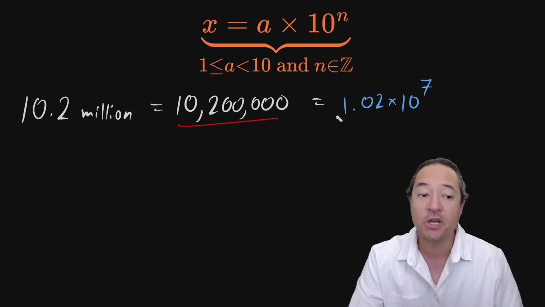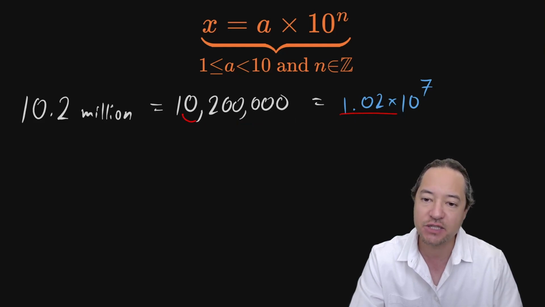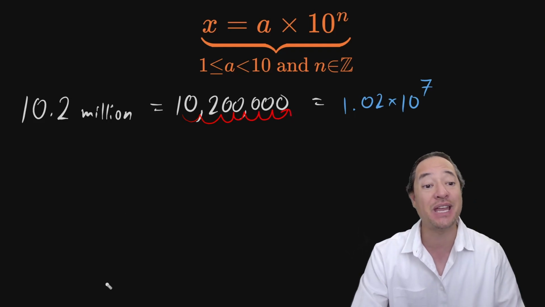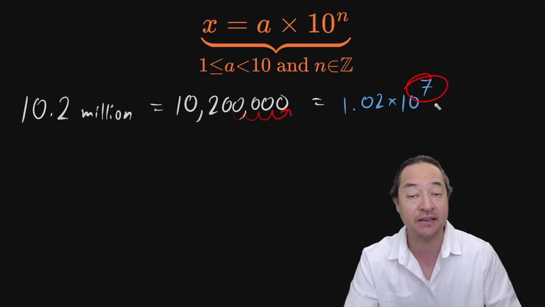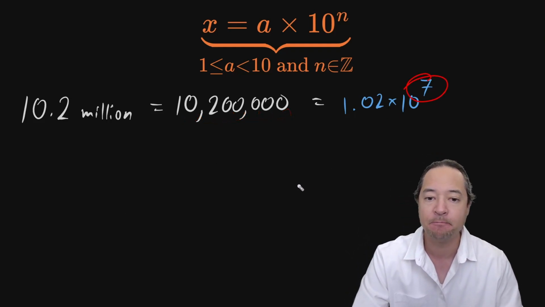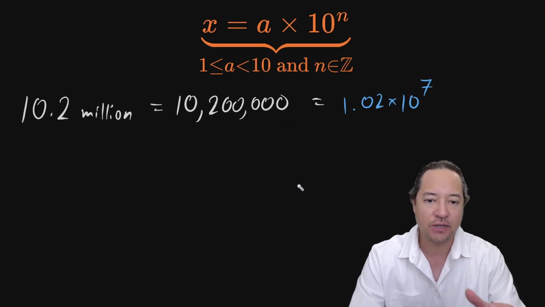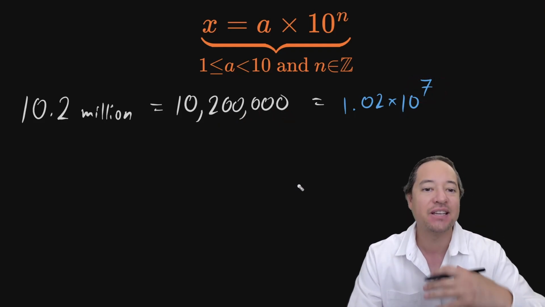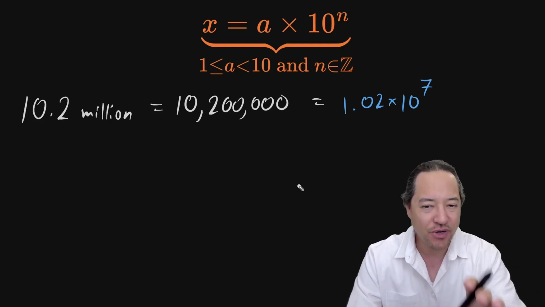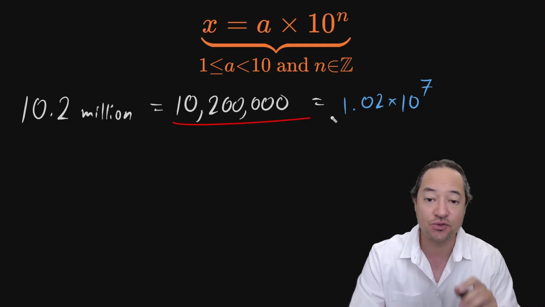Essentially, if I have 1.02 times 10 to the 7, it's like I'm taking this and moving the decimal point over 1, 2, 3, 4, 5, 6, 7 spaces. That's what this power of 10 is going to allow me to do. Let me show you how this scientific notation best explains the approximation that this number really is representing.